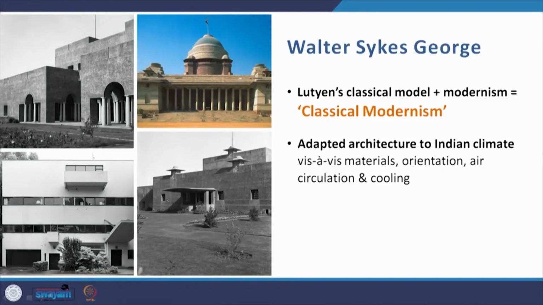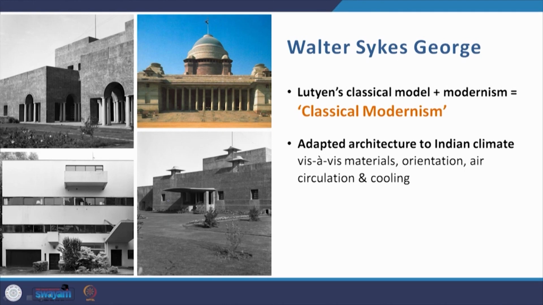Hello students, we'd like to continue where we left off last time in the study of early modern architecture in India, pre-independence to independence, and we'll look at part 2 today. Just to recap, we'll again go back to some of the things we talked about last time. For example, the work of Walter Sykes George, who brought in what came to be known as classical modernism, that is the combination of Lutyens' classical model with the modernist form, and also adapted his architecture to the Indian climate.